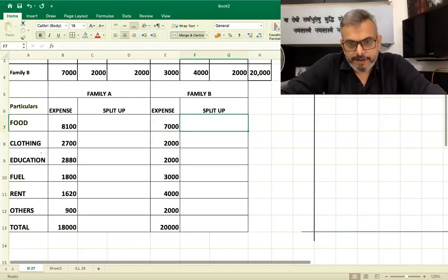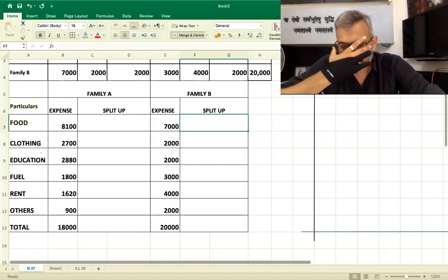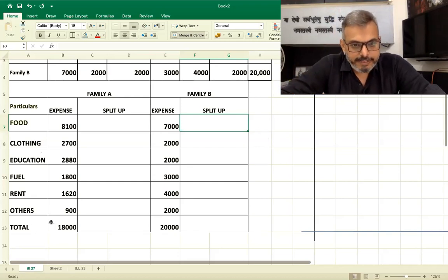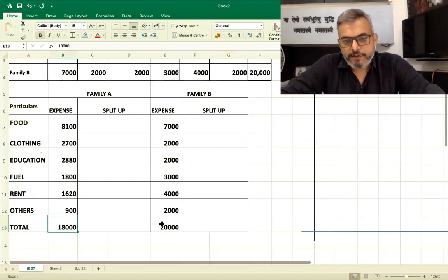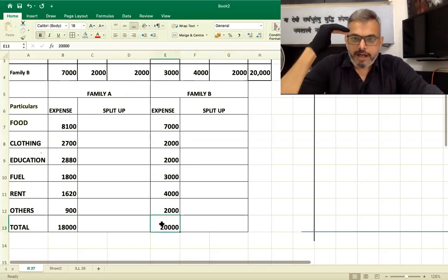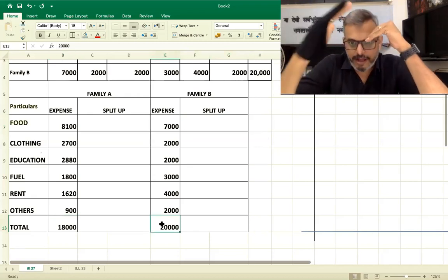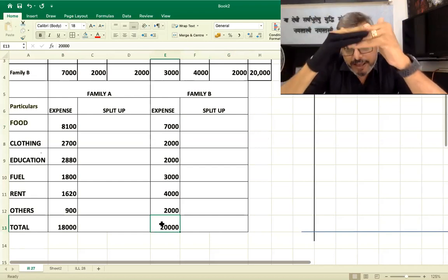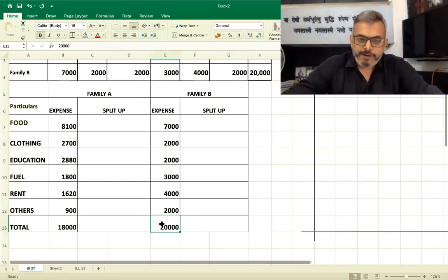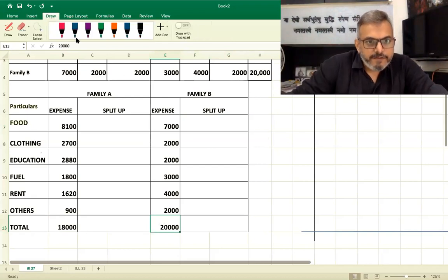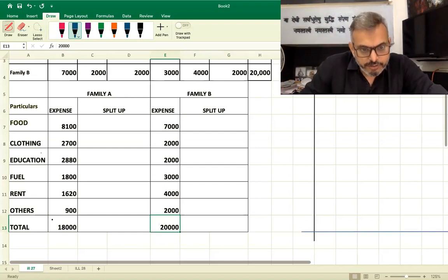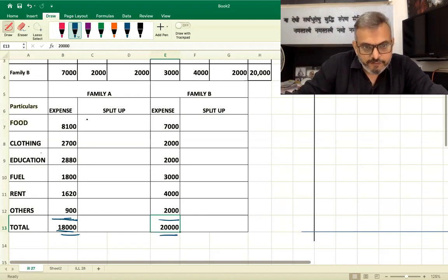Why we have the split up is because once you make both the bars, you will be able to do that very easily. Because 18,000 is family A and 20,000 is family B. But where to split or divide those bars, for that we have the split up thing. Now split up is very simple. Just pay attention over here. Split up, first of all, total is 18,000 and total is 20,000. So first we start with 18,000.